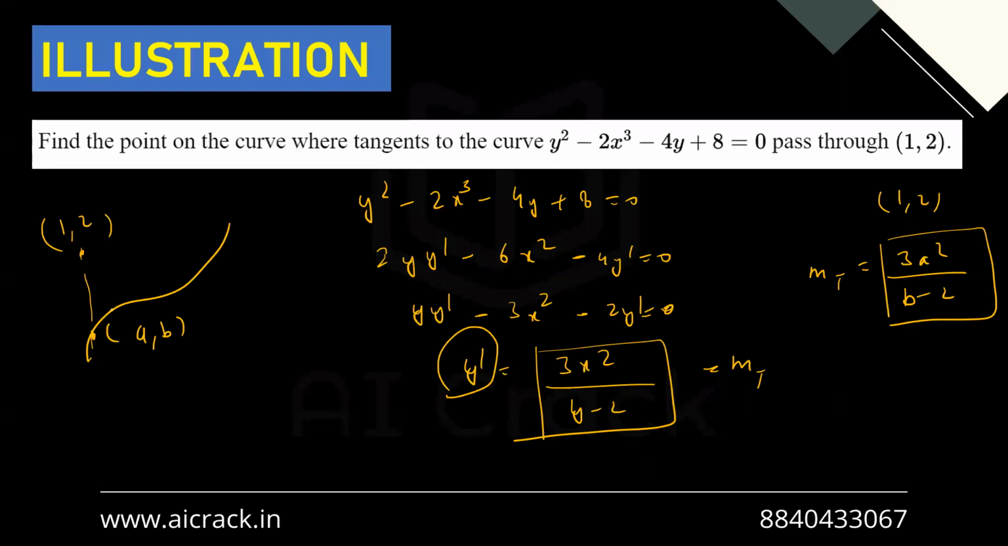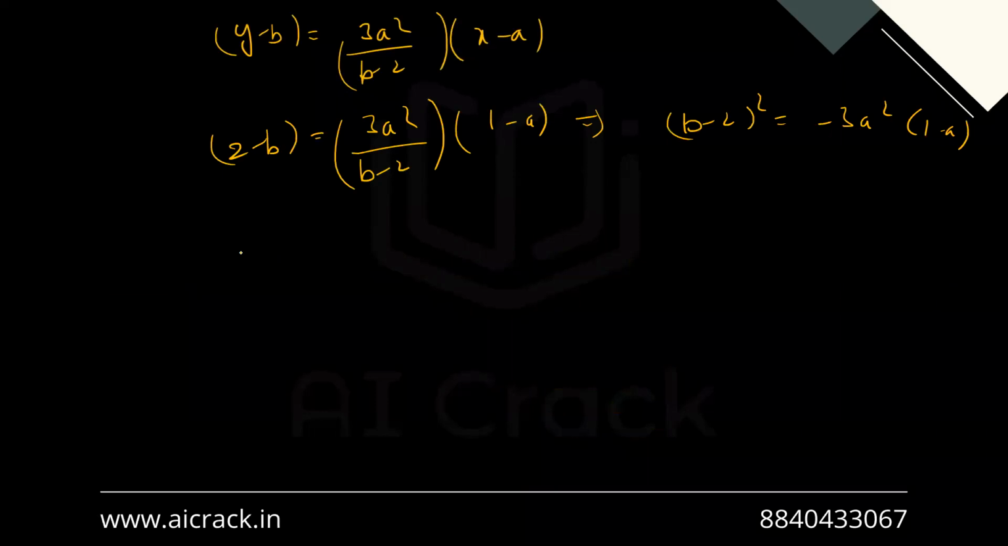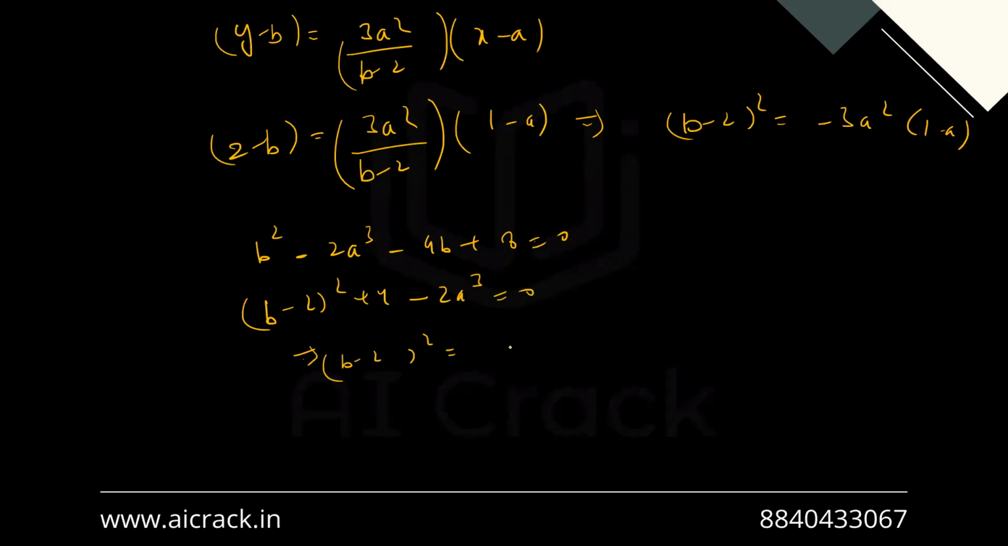Now we also know that this a comma b point is going to satisfy this curve as well because it's lying on it. So we'll be getting b square minus 2a cube minus 4b plus 8 equals 0. Now it might look very difficult to solve these two equations, but if we see it clearly, we can see that b minus 2 whole square is forming over here. So b minus 2 whole square plus 4 minus 2a cube equals 0. So basically b minus 2 whole square equals 2a cube minus 4. Now, how do I get this idea that we'll be getting b minus 2 whole square?